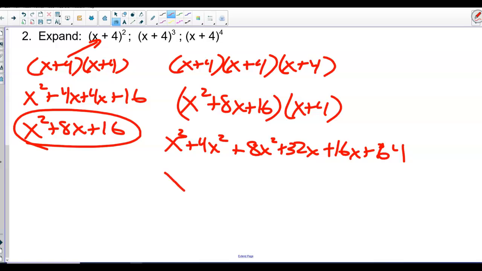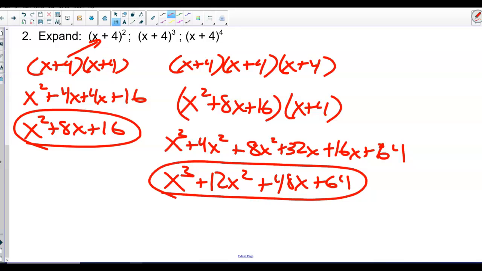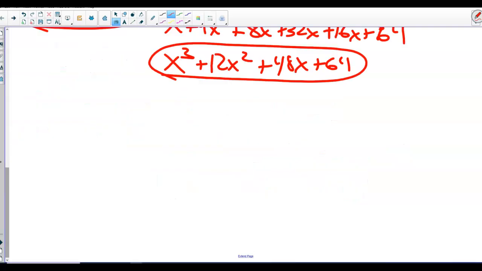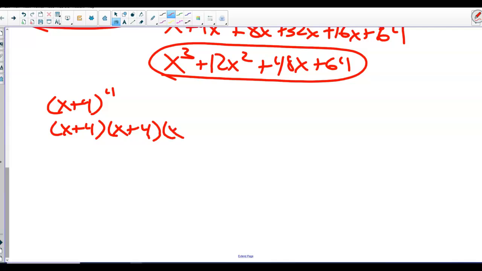That doesn't change. So x cubed, 12x squared, 48x, plus 64. And that's our answer. And then finally, the x plus 4 to the 4th is going to be x plus 4 times x plus 4 times x plus 4 times x plus 4.